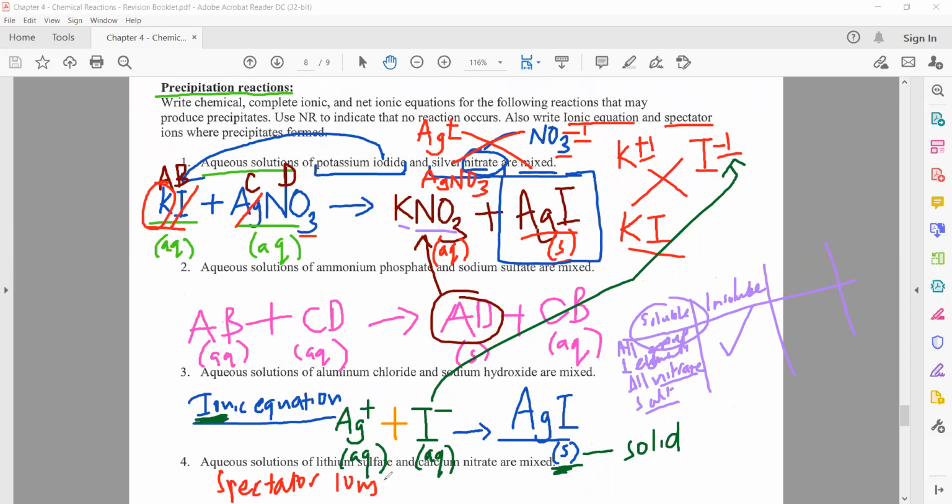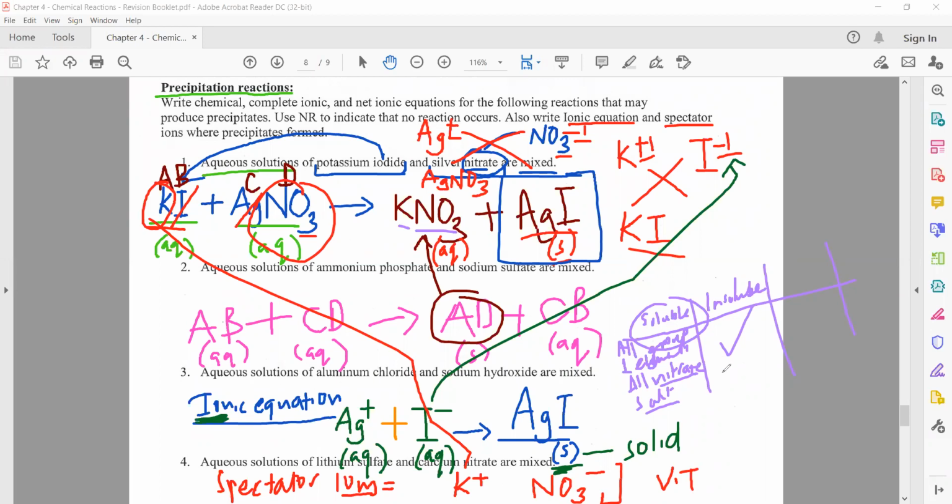Remember, because it says spectator ions, we need to write the charges as well. We know potassium has a K+ charge because it's in group 1. And then we've got nitrate. We already know the charge of nitrate, which is NO3-. We know this from our valency table, that information is given to us there.